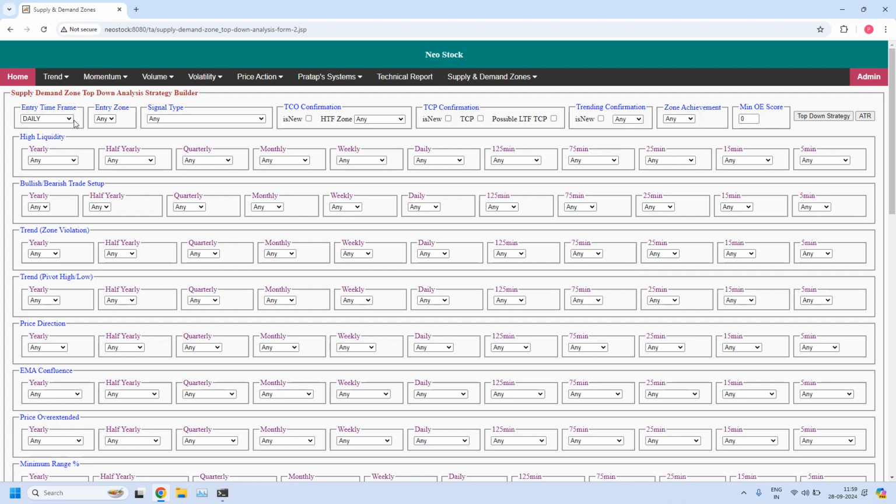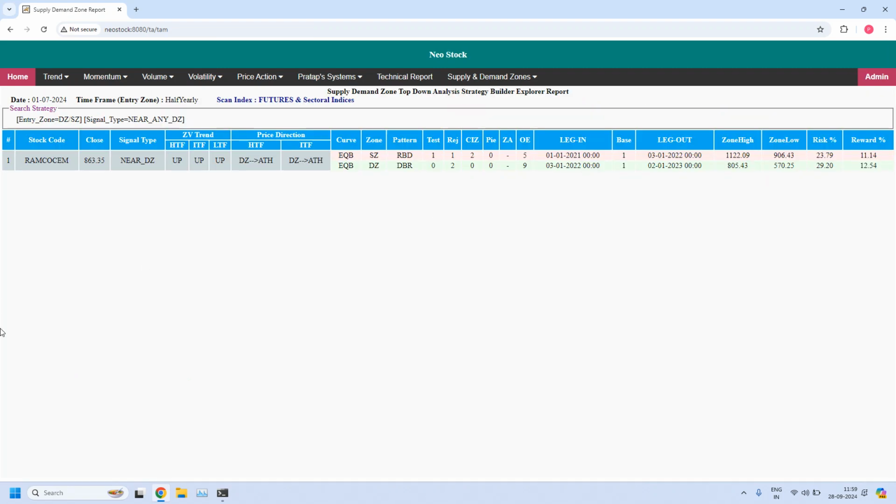Okay. First, let me start finding the stocks near half yearly demand zones. So I am selecting the entry time frame as half yearly. Let us find the stocks near half yearly demand zone. One stock is filtered near to the half yearly demand zone.